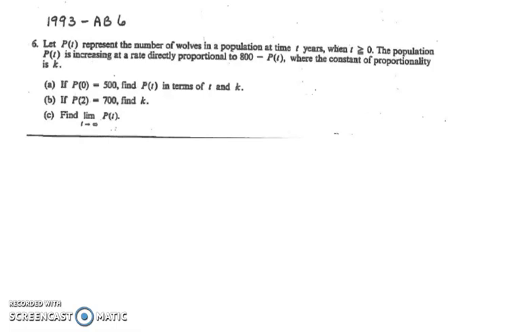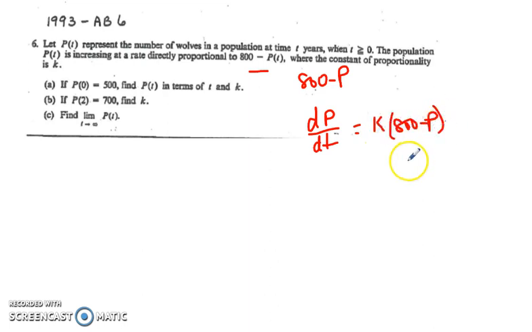All right, here's an AP problem from 1993 that is actually a slight adjustment to a Newton's law type problem. They're telling us that the population of wolves is increasing at a rate proportional to 800 minus p of t. That can be written as just 800 minus p. So that means that effectively dp/dt, the rate of growth of the population of wolves with respect to time, is k times 800 minus p.